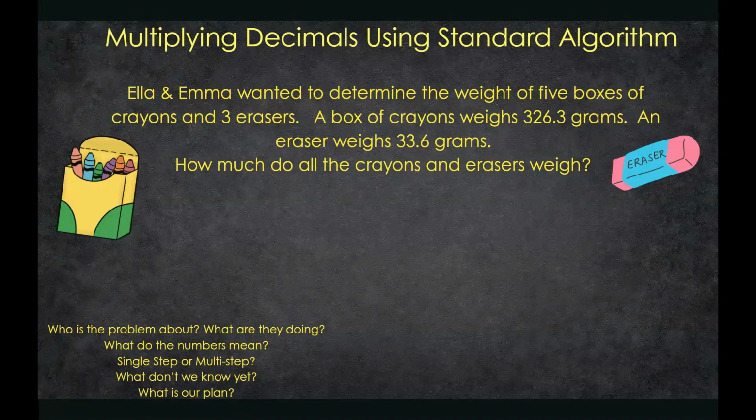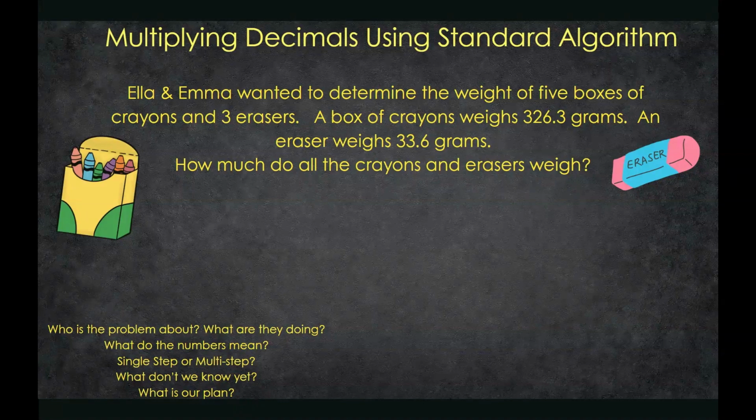Okay, you've done the work, you've asked the questions. Let's see how you did. Ella and Emma wanted to determine the weight of 5 boxes of crayons and 3 erasers. A box of crayons weighs 326.3 grams, and an eraser weighs 33.6 grams. How much do all the crayons and erasers weigh?